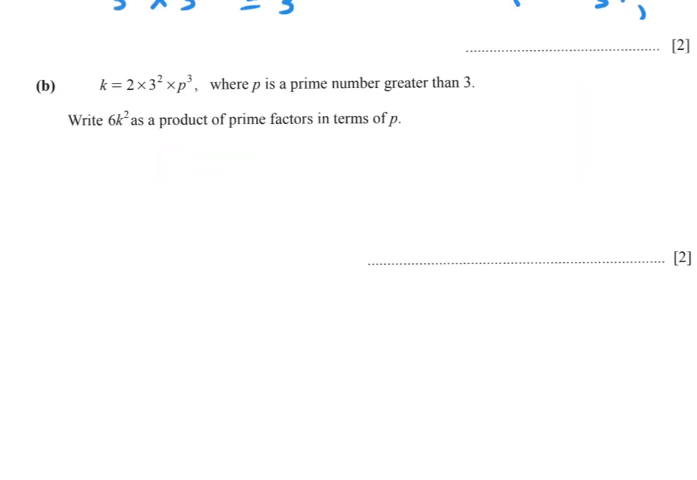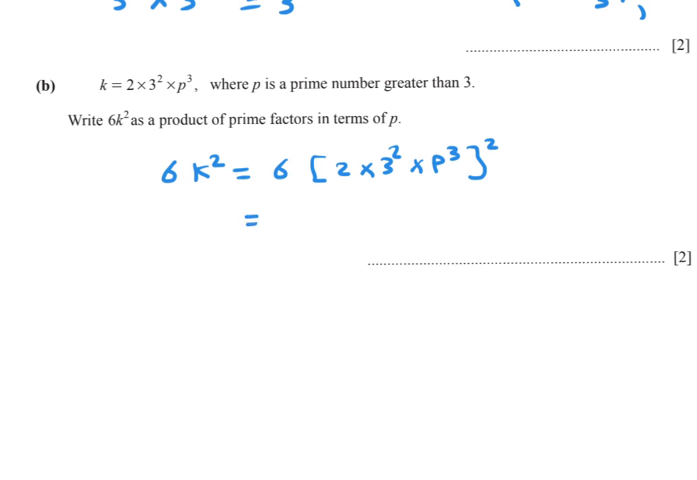b. k equals 2 multiply 3 power 2 multiply b power 3, where b is a prime number greater than 3. Write 6k power 2 as a product of prime factors in terms of b. So now we have 6k power 2. This means 6 multiply by 2 times 3 power 2 times b power 3, all power 2, because k power 2.